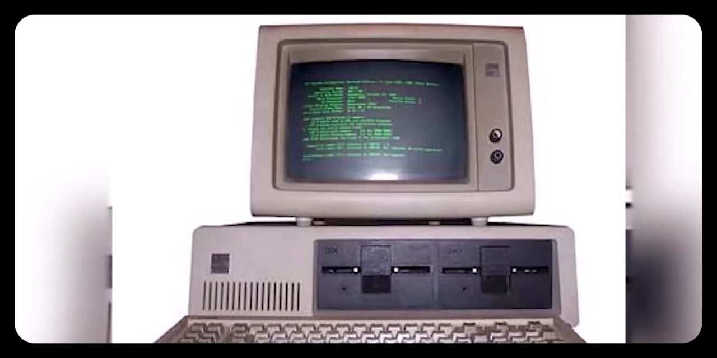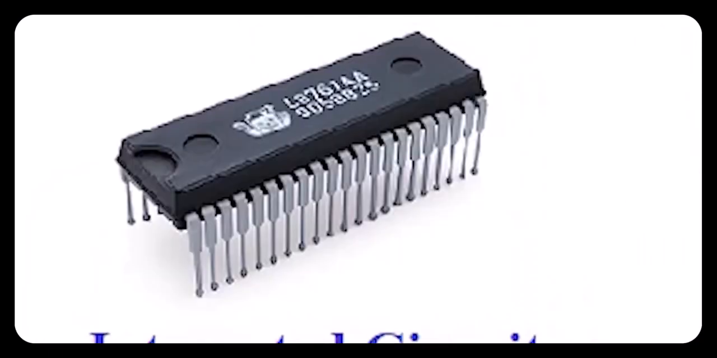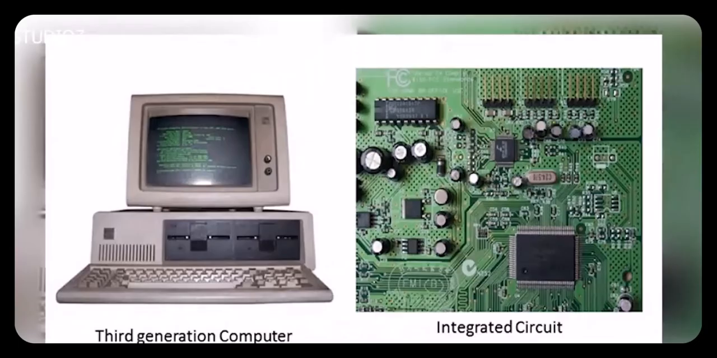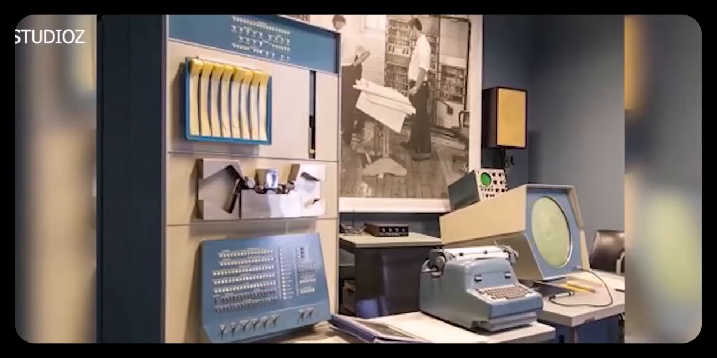The third generation was 1965 to 1970, where silicon transistors replaced germanium transistors. Integrated circuits were developed by interconnecting transistors, resistors, and capacitors grown on a single chip of silicon. Chips were small in size, less power consuming, and less expensive than the previous technology.